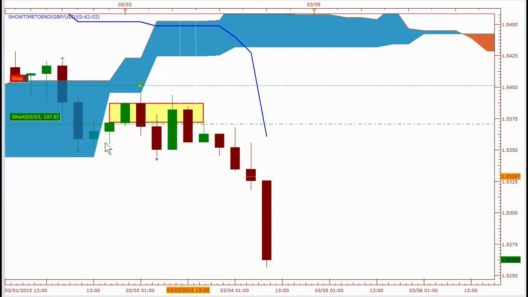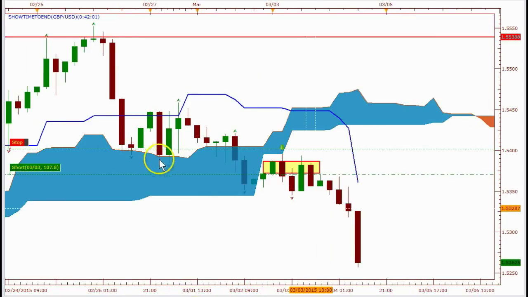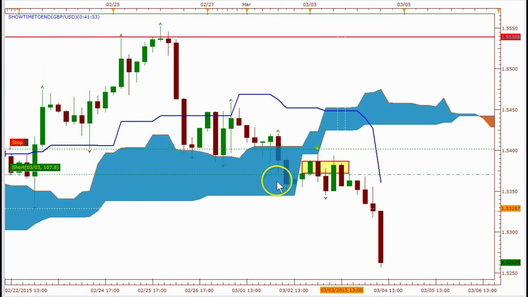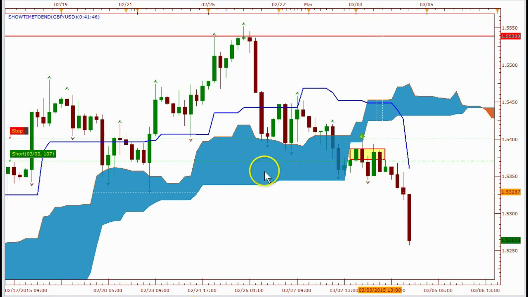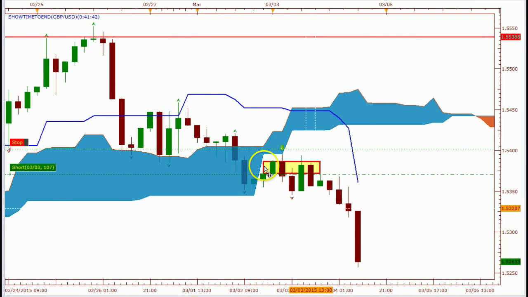So what we wanted to look for was price to bounce on a level. So we got that bounce at the bottom of the Kumo here. Now you could see that price was moving downwards. You can see that we were underneath the Kijunsen here, then we broke, and now we're underneath the cloud. So this is going to be a bearish bias.